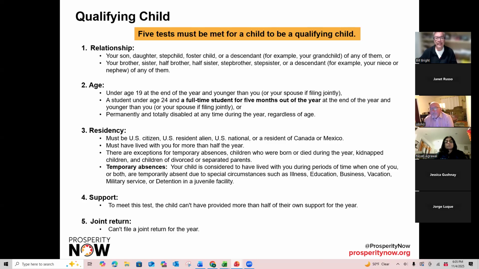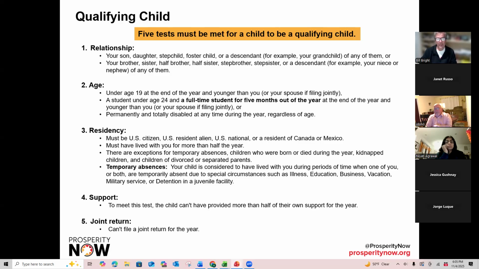Age. They must be under 19 at the end of the year and younger than you, which we don't ever see any issue with. Or a student under the age of 24 and a full-time student for 5 months out of the year at the end of the tax year and younger than you, or your spouse if filing jointly, which again is a different situation. Or permanently and totally disabled at any time during the year, regardless of age. Generally, we see that when the dependent in question is an adult child who is living with the parents and is not working, could be 25, 35, 50 years old.